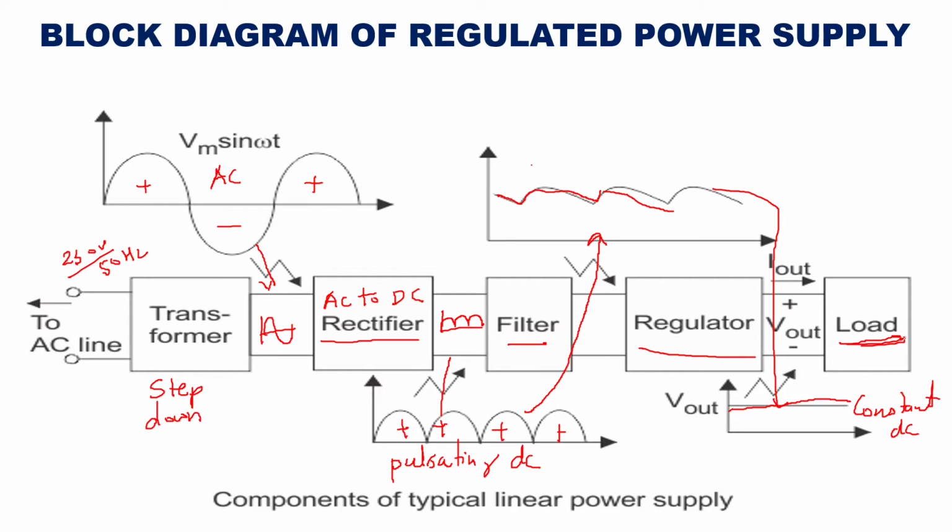So you get a constant DC voltage in spite of variation in line, that is the input, or in spite of variation in the load resistance. This is how you can explain the block diagram of a regulated power supply. Now, in this block diagram, whenever you are going to write or explain it, you are going to take the stages of the block diagram separately. So first, we give the input of AC mains to the step down transformer.